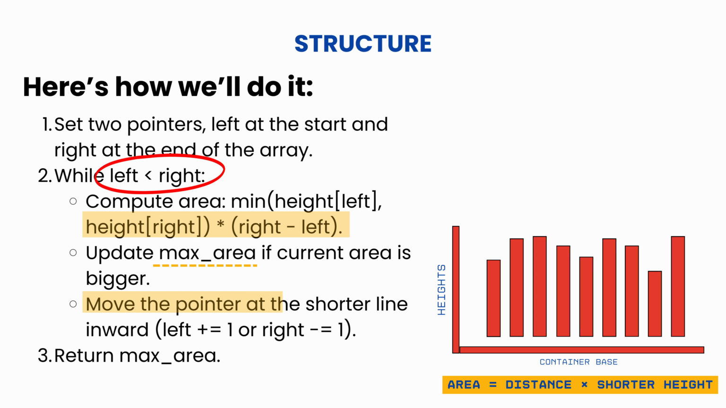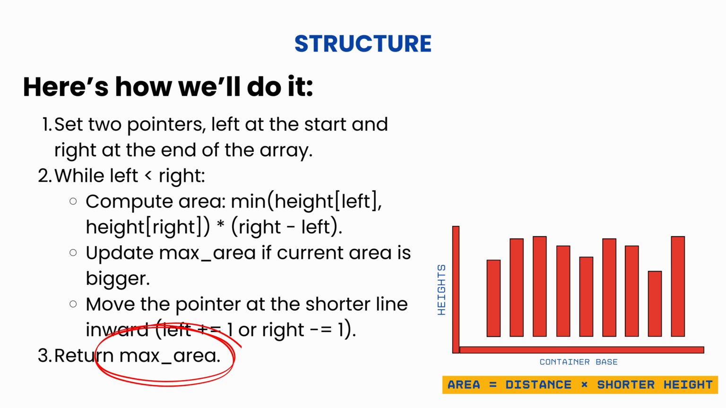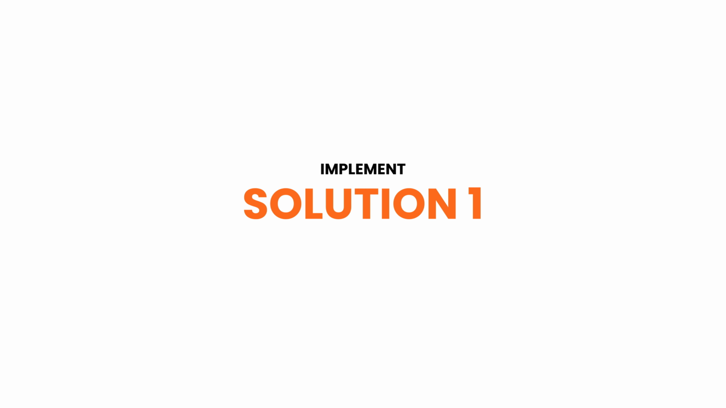Then, move the pointer at the shorter line inward. Either increase left by 1, or decrease right by 1. Finally, return the maximum area found. Now let's try to implement it using solution 1.